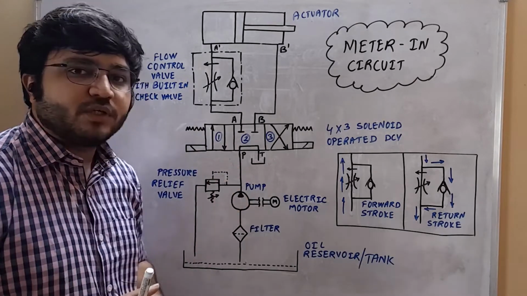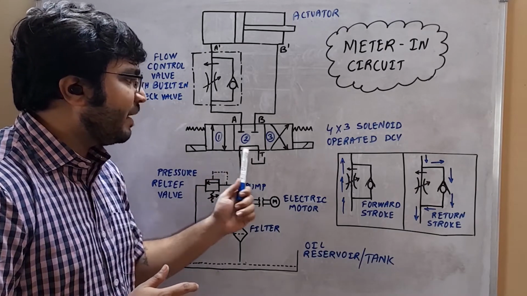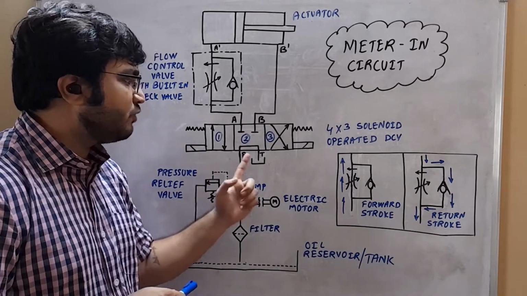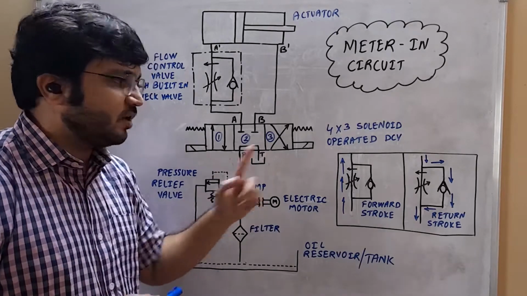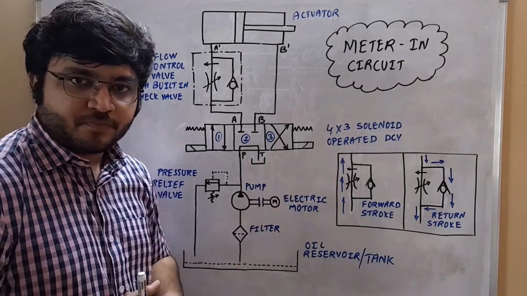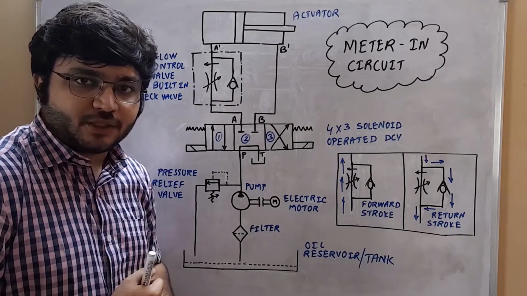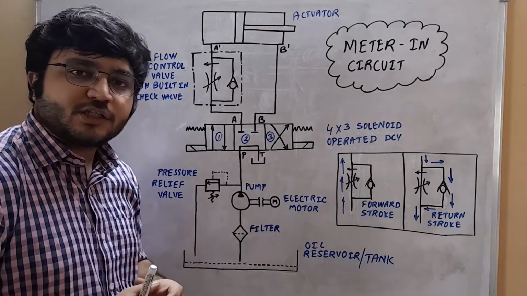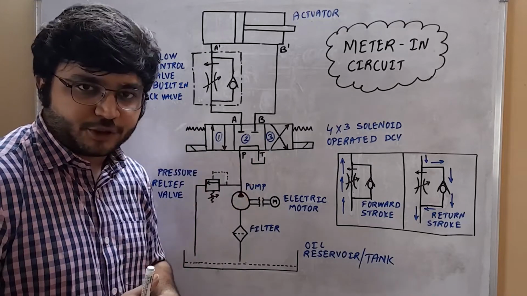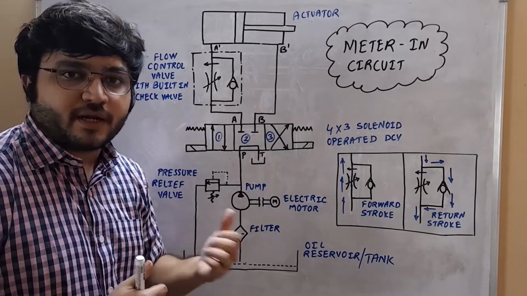Now let us see how this works. As we can see, in this 4x3 solenoid operated direction control valve, there are going to be three modes of operation: first, second and third. There are going to be 4 ports. That is why it is called 4x3. Now when the actuator will be in no motion condition, the direction control valve will be in the middle position, or we can say second mode of operation. Now let us see how the forward stroke of the actuator will be carried out.